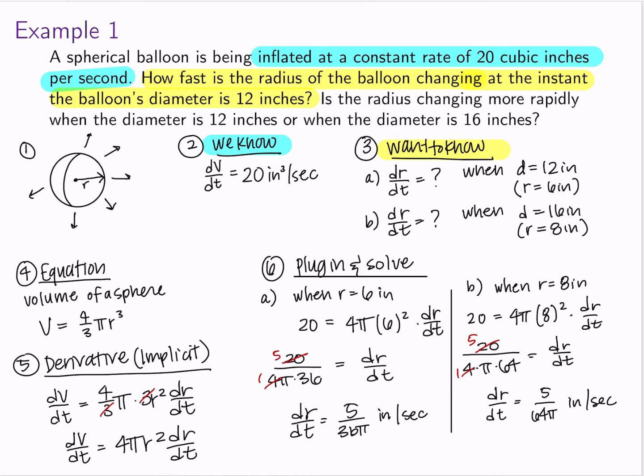which one is the bigger number? Because we saw that last question up there in the directions. Is the radius changing more rapidly when the diameter is 12 inches or when the diameter is 16 inches? Which one of these is the bigger number? It looks like dr/dt for when the radius is 6 is the bigger number. So we are changing more rapidly here. So r is changing more rapidly when d is 12. All right, so we've done our first related rates problem. So let's keep going.